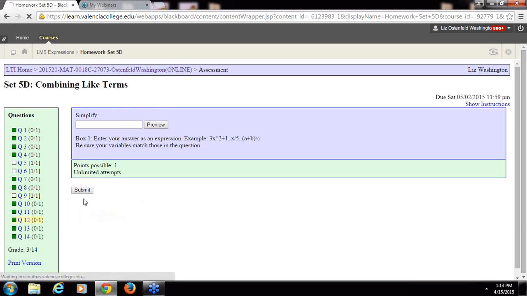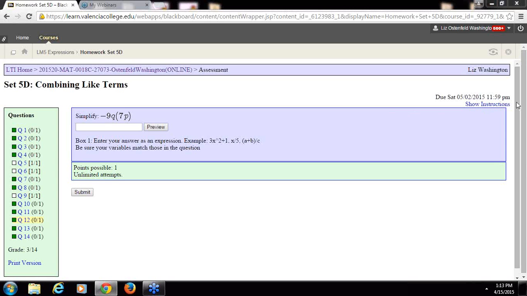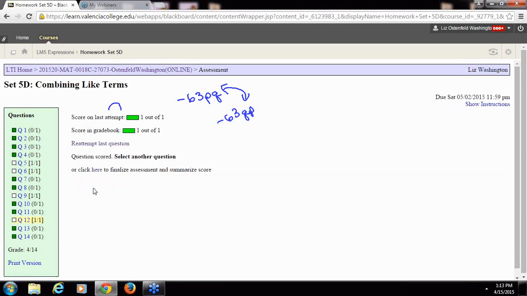I'm going to skip down a little more. This is just like distributing. We did it just like that in the previous problem. Negative 9q times 7p. The 9 and the 7 give me the negative 63. And p and q, I'm just going to go ahead and rewrite that. I could also write qp. These would be equivalent answers. I'm going to type the first one in, minus 63PQ. I'll go ahead and preview it. And there we go.